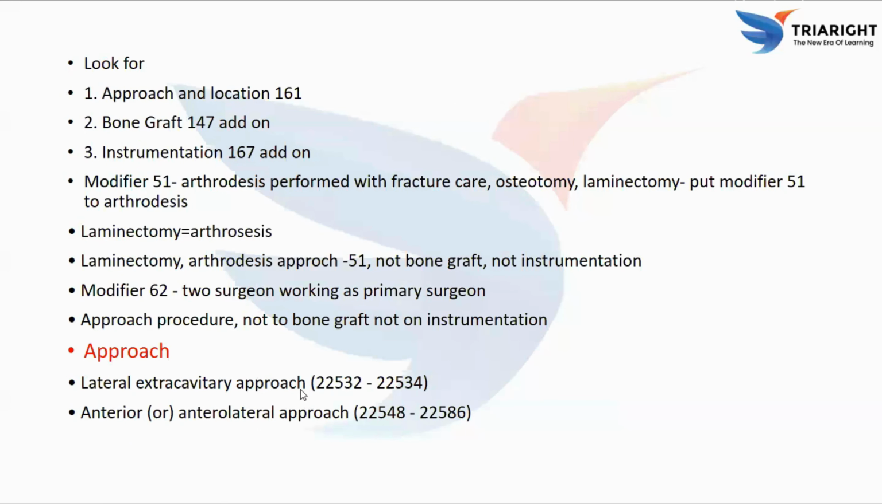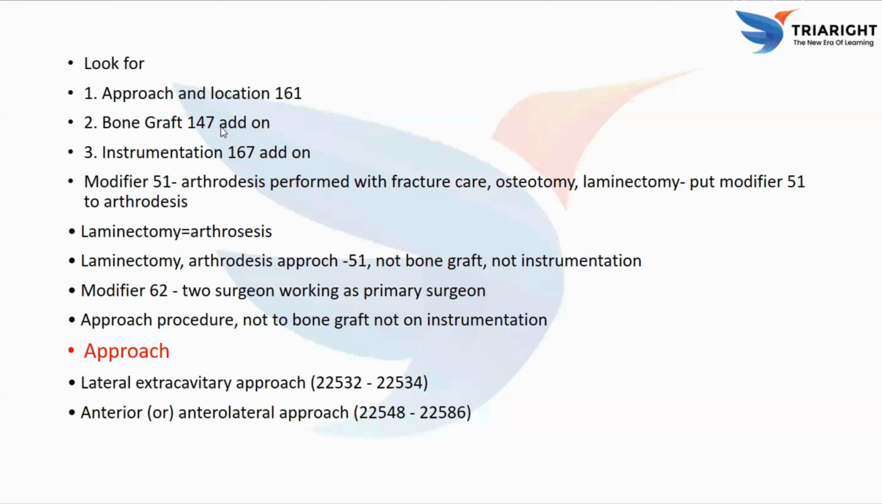So now, how to correctly code spine arthrodesis and its associated procedures and modifiers. Look for three key things every time. When you see arthrodesis, you always have to check for three separate components. First one is approach and location, which is the base code 161 series. This is a primary arthrodesis code, based upon the spinal region, the approach and the number of levels. This is the main code for fusion.